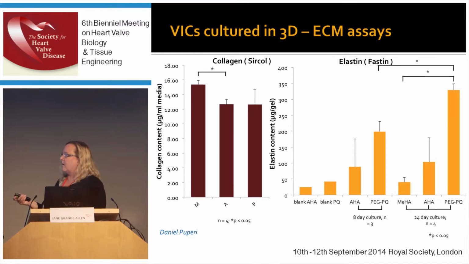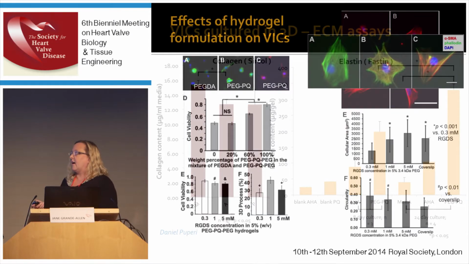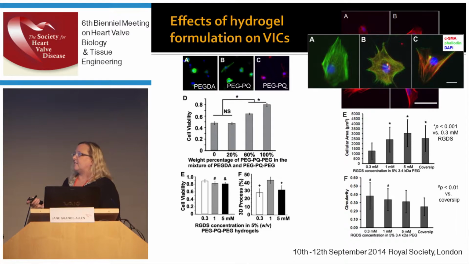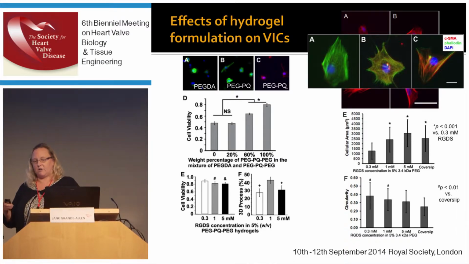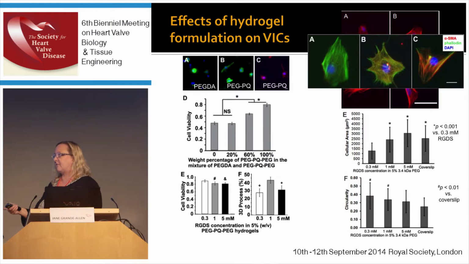And my point from this slide is more that they make measurable amounts of collagen, whether it's methacrylated hyaluronan, acrylated hyaluronan, or biodegradable PEG. And over time, they will make different amounts of elastin based on the specific type of scaffold that they're in. So there's a lot of potential for culturing the VICs in 3D. If we look at VICs in either 3D or 2D, we can see other ways that our hydrogel scaffold formulation will influence the VIC behavior.